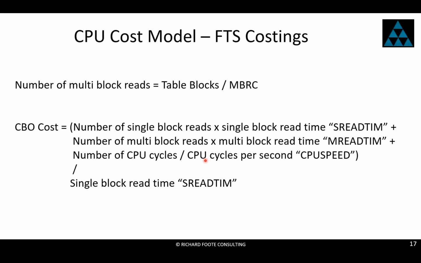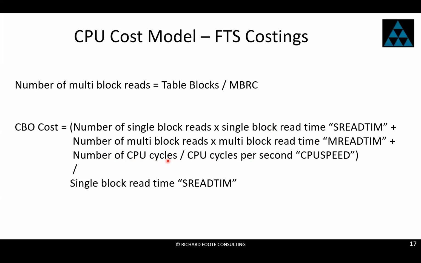Now, how do we cost a full table scan? Effectively, a full table scan is the number of table blocks divided by the multi-block read count. That tells us how many actual multi-block reads we take. And if I know how fast my multi-block reads are, I can then calculate how long it takes to do my multi-block reads. What Oracle also does is calculate how many CPU cycles I'm expecting to expend when doing this amount of work.